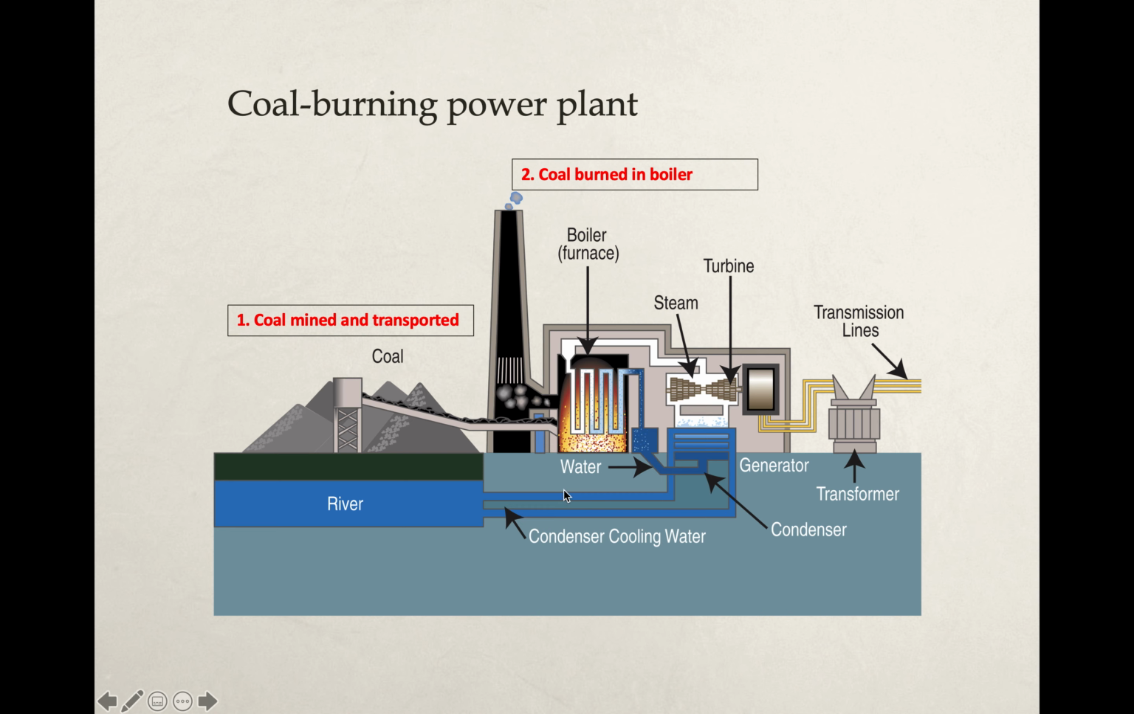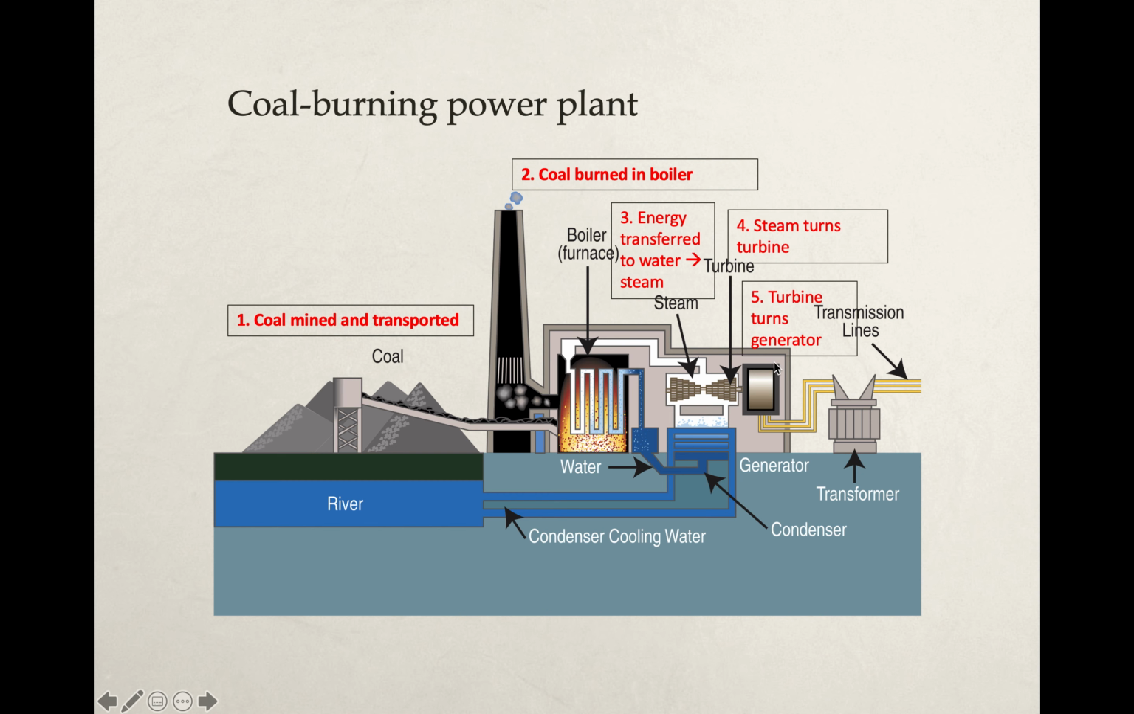So water's coming in from a river, coming up here, being heated up, and as it's heated, it's turned into steam. This is how the energy is transferred. So it's transferred to water in the form of steam, and that steam turns the turbine. The turbine then turns the generator, and the power or the electricity is then transmitted.